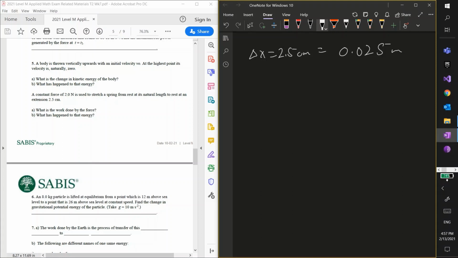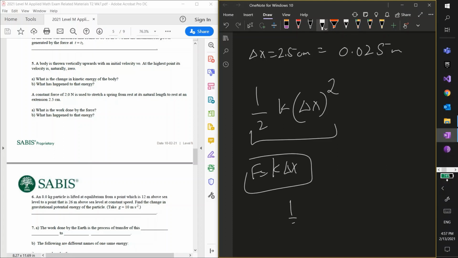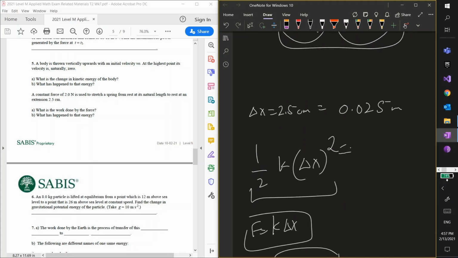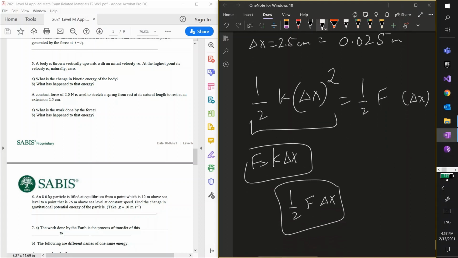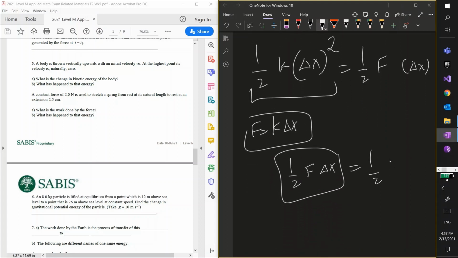Work done by a force on a spring is half k delta x squared, yeah? Or if you want, what is your force? Your force is k delta x, right? So if you want to rewrite this, it's going to be half the force multiplied by delta x. This is the same thing as saying half k delta x multiplied by delta x, right? K delta x is just the force. So half f delta x, which is the same thing as doing this. Later on in the video, you're going to see this formula pop up.